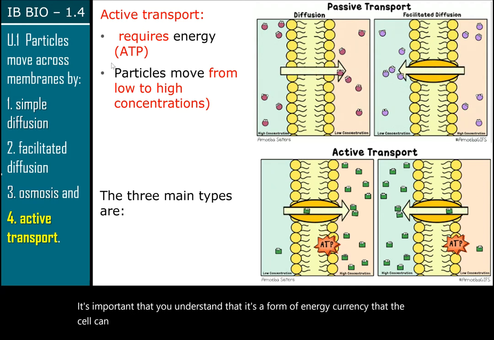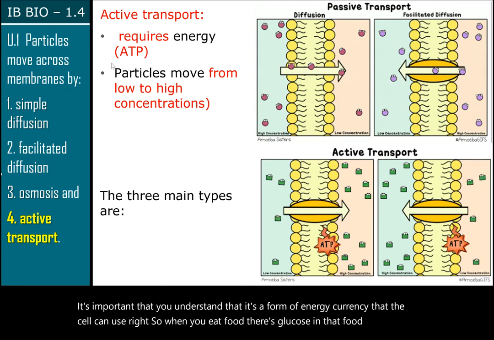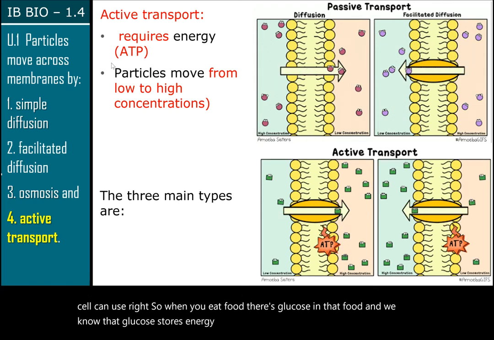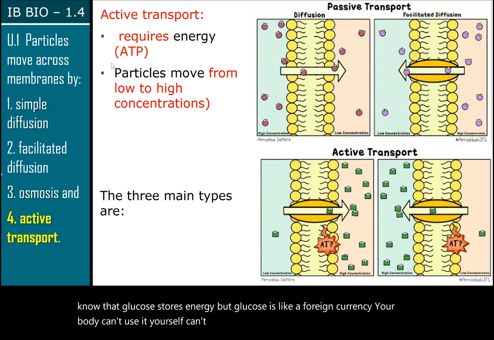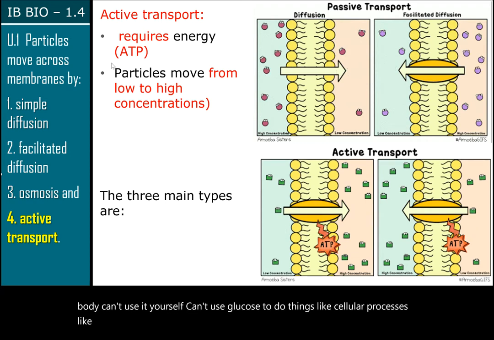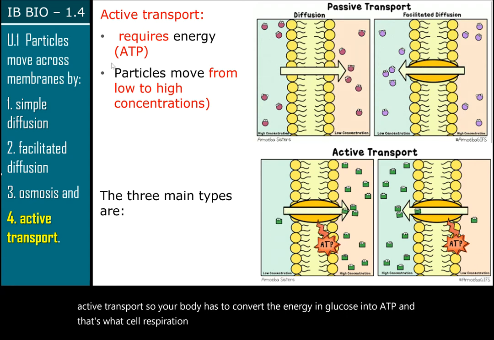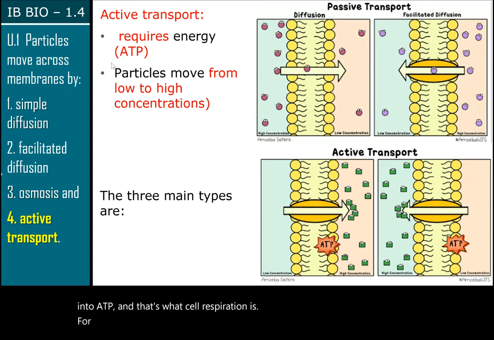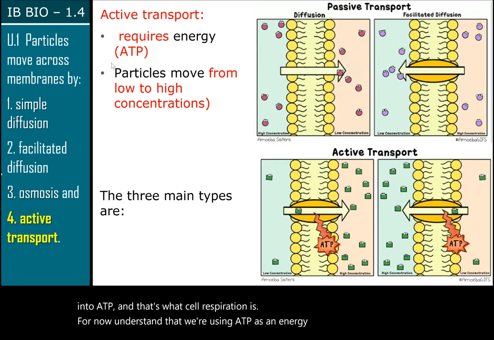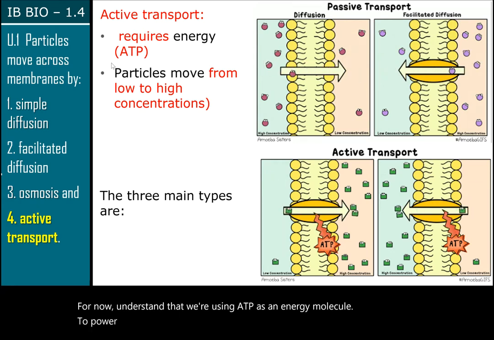So when you eat food, there's glucose in that food, and we know that glucose stores energy, but glucose is like a foreign currency. Your body can't use it. Your cells can't use glucose to do cellular processes like active transport. So your body has to convert the energy in glucose into ATP, and that's what cell respiration is. For now, understand that we're using ATP as an energy molecule to power certain cellular processes like active transport.